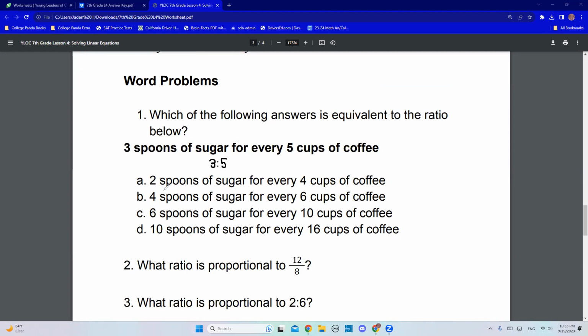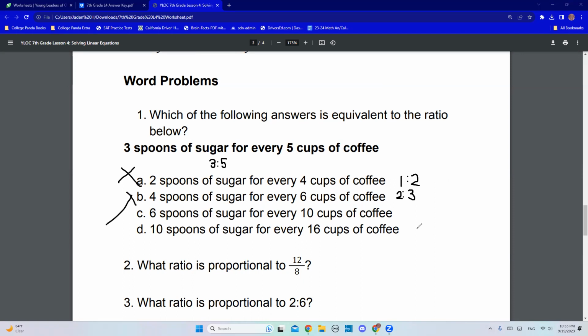So let's think about it. 2 spoons of sugar for every 4 cups of coffee. You can simplify that into 1 spoon of sugar for every 2 cups of coffee. Is 1 to 2 equivalent to 3 to 5? No, so we'd cross that out. 4 spoons of sugar for every 3 cups of coffee. Well, let's simplify that. You would basically be putting 2 spoons of sugar for every 3 cups of coffee. Is 2 to 3 equivalent? No, it's not.